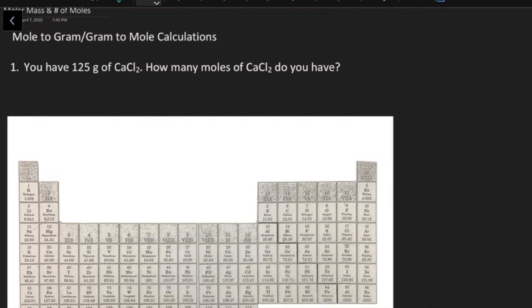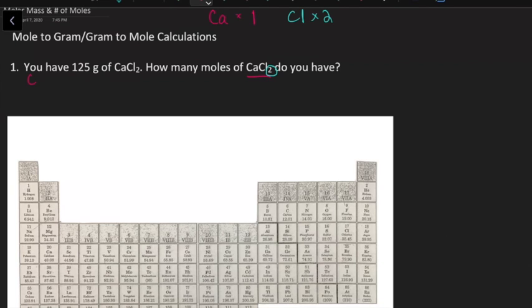Okay, mole to gram and gram to mole calculations. What you need here is a periodic table, so make sure you have one. First of all, when you have a formula like CaCl2, you have to know that it's telling you that you have one Ca atom. So I'm going to put Ca times 1 because you have 1. And then this 2 on the Cl means that you have 2 Cls. So you got to know that first.